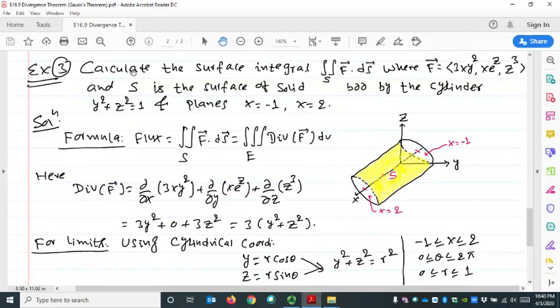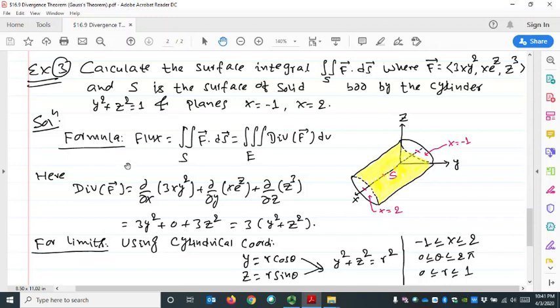Example 3 says calculate the surface integral of F over S, where the given vector field is F = (3xy², xz, z³), and S is the surface of the solid bounded by the cylinder y² + z² = 1 and the planes x = -1 and x = 2. So the surface is here. This is the cylinder, and the plane x = -1, this one, and x = 2, this one.